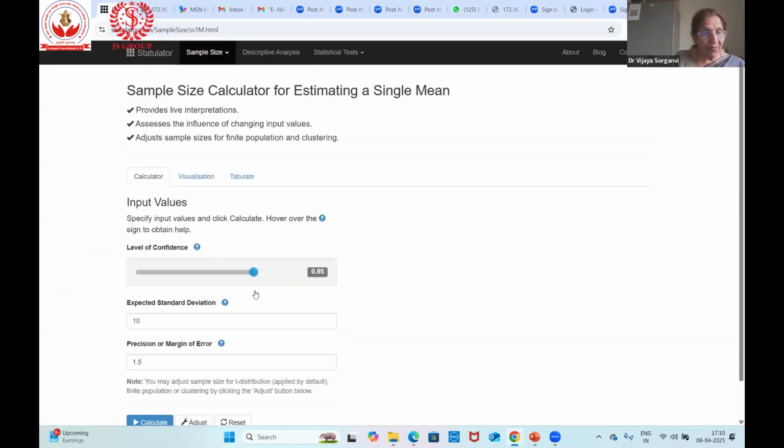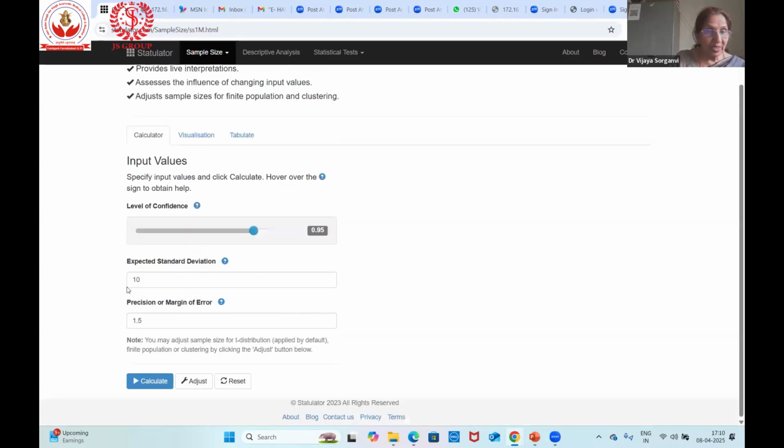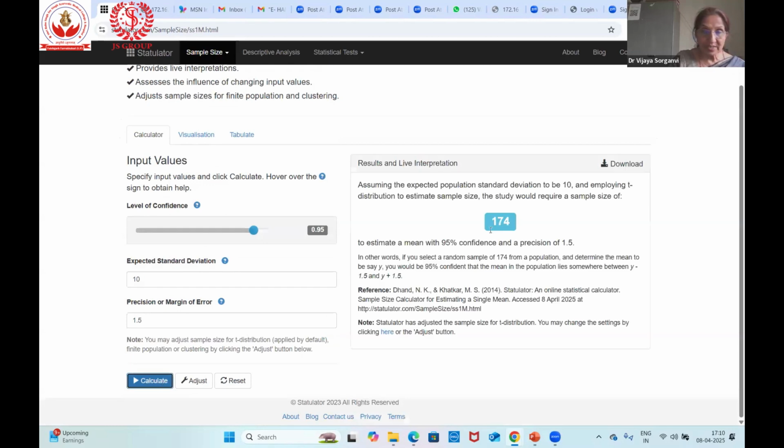So level of confidence by default is 95. Standard deviation 10. Precision or margin of error 1.5. Okay. So with this, if we calculate sample size, it is 174. So to decrease the sample size, we can take margin of error up to 5.